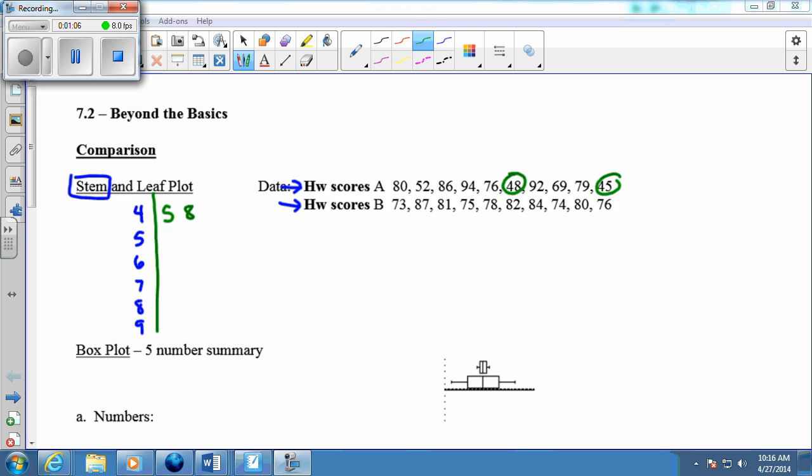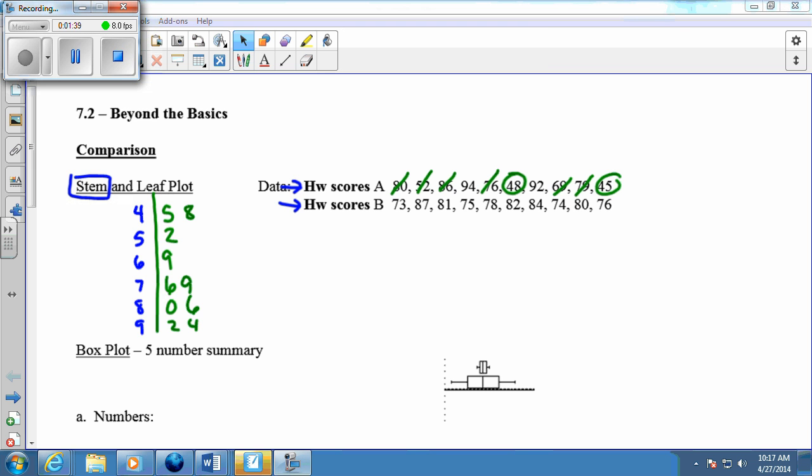Then looking further, it looks like I have a 52, so I'll put a 2. I have a 69, so we'll cross these out here. I have a 76 and a 79. So we'll put the 76 and the 79, and then we'll do the 80. If there's an 80, you're going to have a 0 for the 80 and 86. We've already plotted the 69, and then the 92 and the 94.